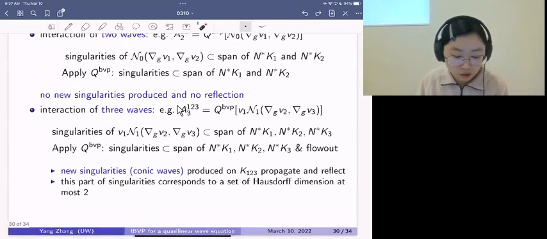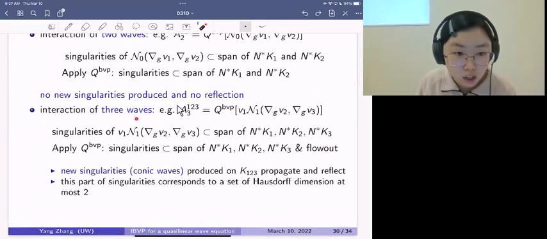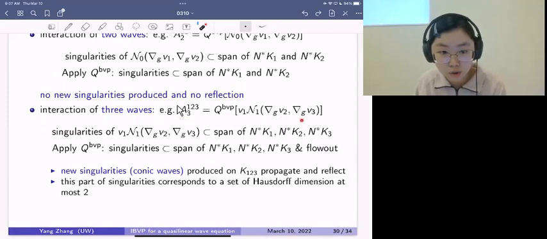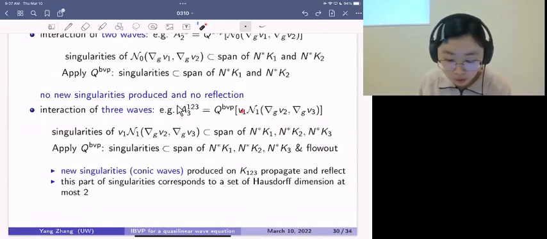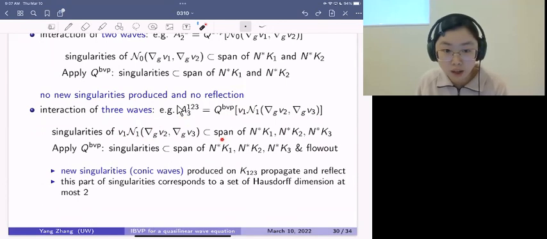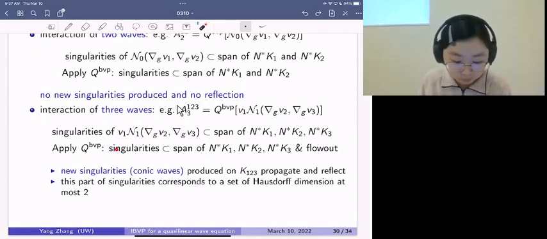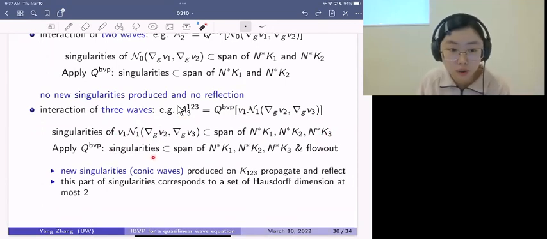If we consider the interaction of three waves, for example, this term, this is a product of three conormal distributions, and their singularities are contained in the span of the three conormal bundles. If we apply the parametrix, the singularities are contained in the span and also in the flow out under broken bicharacteristics. So there are new singularities produced on the intersection of K1, K2, K3.